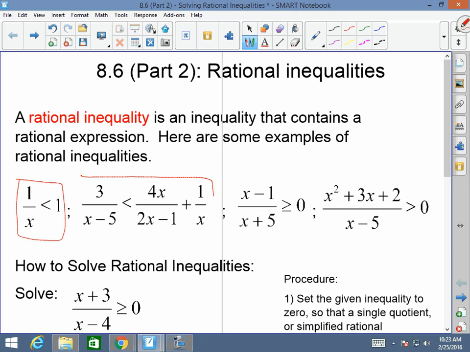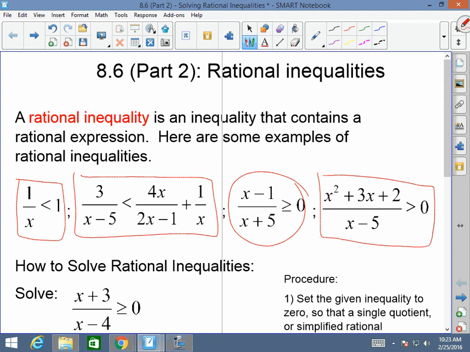I got 3 over x minus 5 is less than 4x over 2x minus 1 plus 1 over x. That's a rational inequality. Right here is a rational inequality. This right here is a rational inequality. So if you have a rational expression set with an inequality sign, that is a rational inequality, and that's how you recognize them.